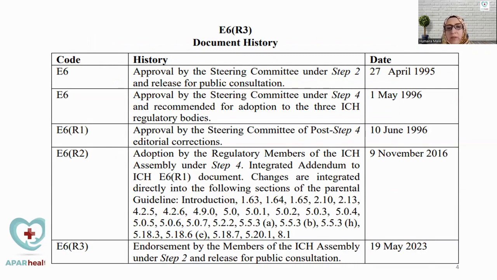Before we start with the guidelines, if we look at the history of the E6 guidelines, the first E6 guideline came up in the year 1996 and it was approved by the steering committee. Then the first revision of the same guideline happened in the same year, 1996, and there were some editorial corrections that were made to it.